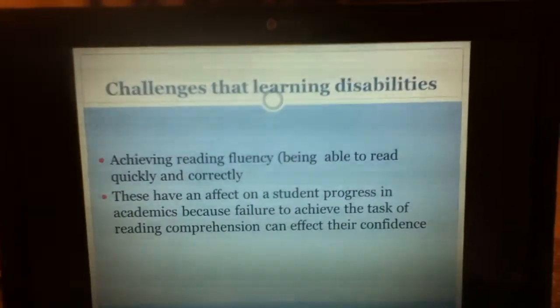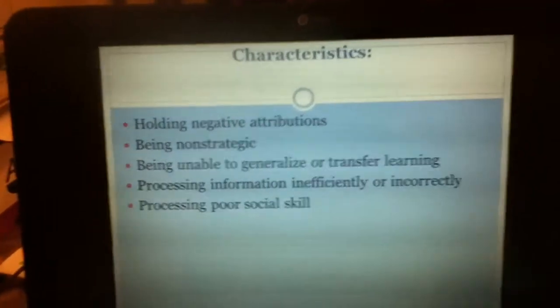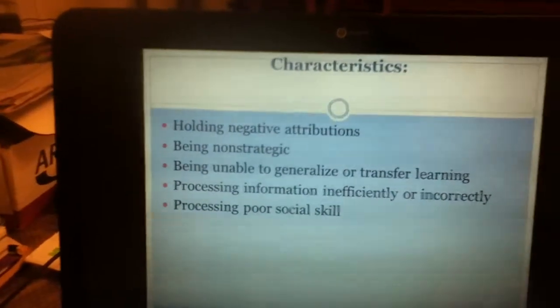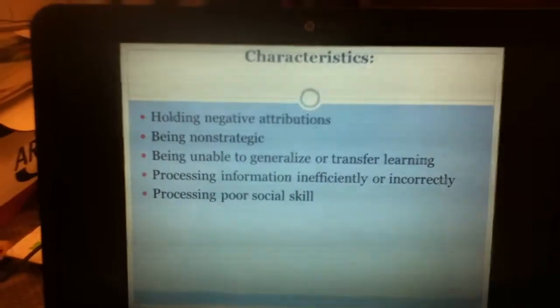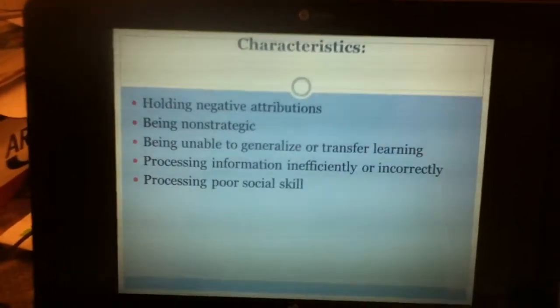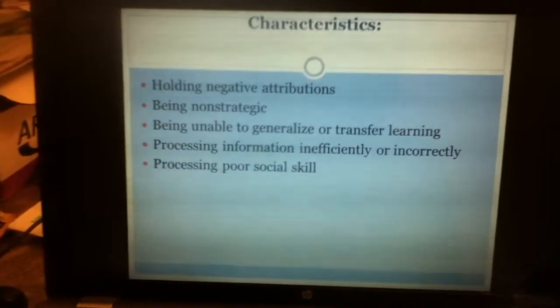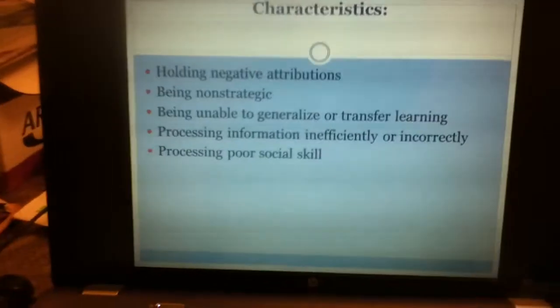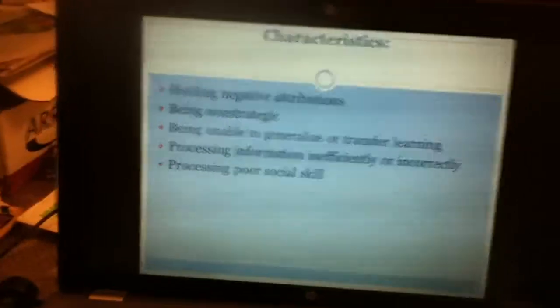the academic world. Now the characteristics, which are holding negative attributions, which means self-explanations about the reasons for one's success or failures. Being non-strategic, which means the sequencing or the order in which things do occur. They also have problems in generalizing or transferring learning, which means them learning of one skill to similar skills.